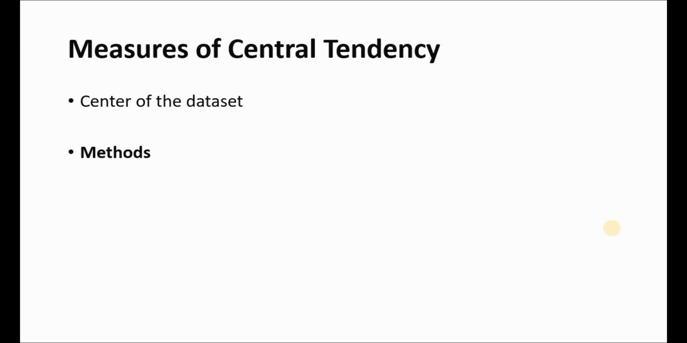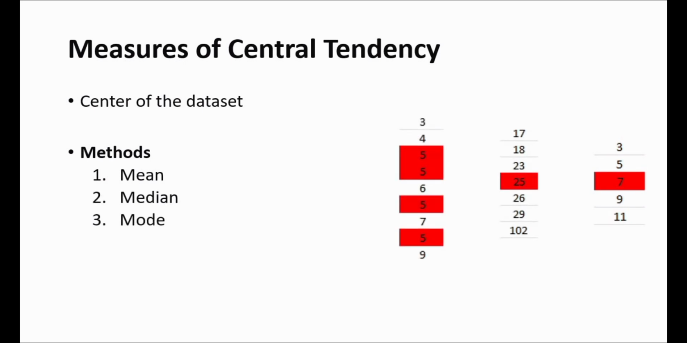In this video, we will talk about the center of the dataset, which is also called measures of central tendency. It provides insight into where the data is centered and helps summarize the distribution of values. We use mean, median, and mode for this purpose. In this video, we will discuss the purpose of each, why and when they are used.